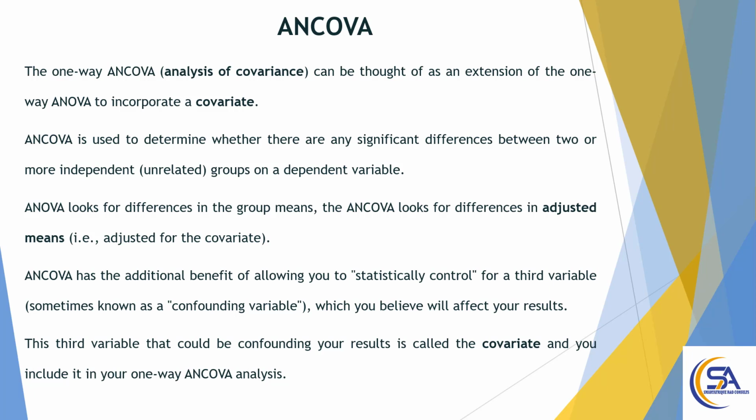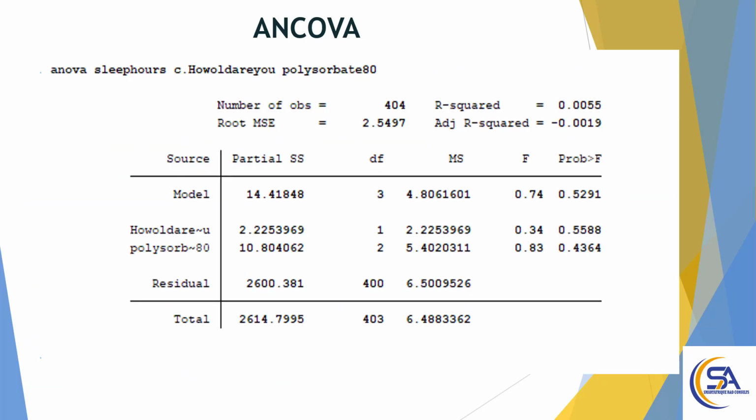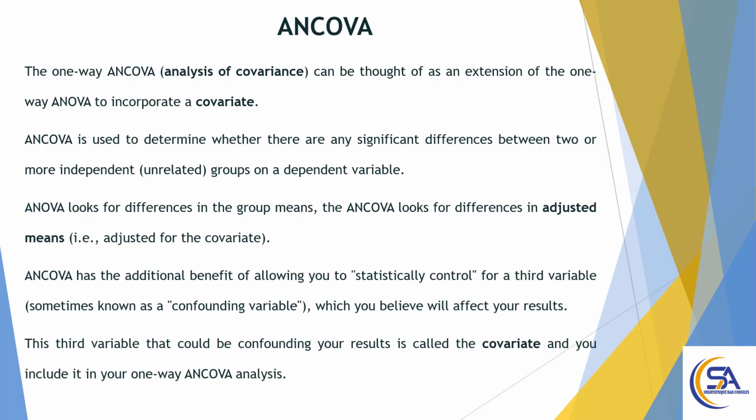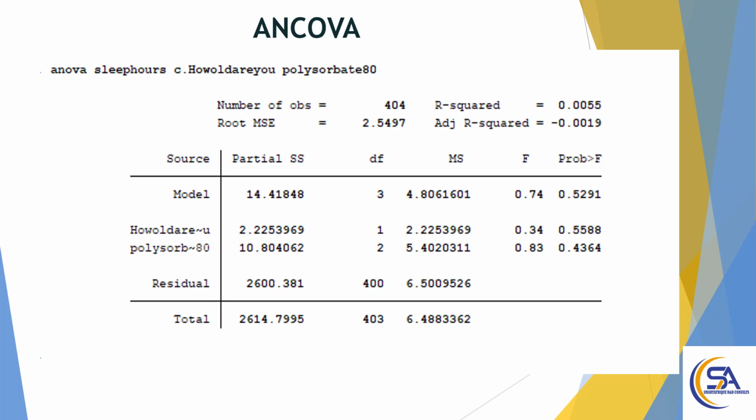The third variable that could be confounding your result is called a covariate, and you include it in your ANOVA analysis. Now, in the ANCOVA, you have the ability to add one continuous variable, that's the covariate, that you feel may have effect on your analysis, not necessarily categorical alone. So you can add a covariate which is a continuous variable. All right, so this is a sample of the results, just like the ANOVA, but the difference is that we have a continuous variable added to it.